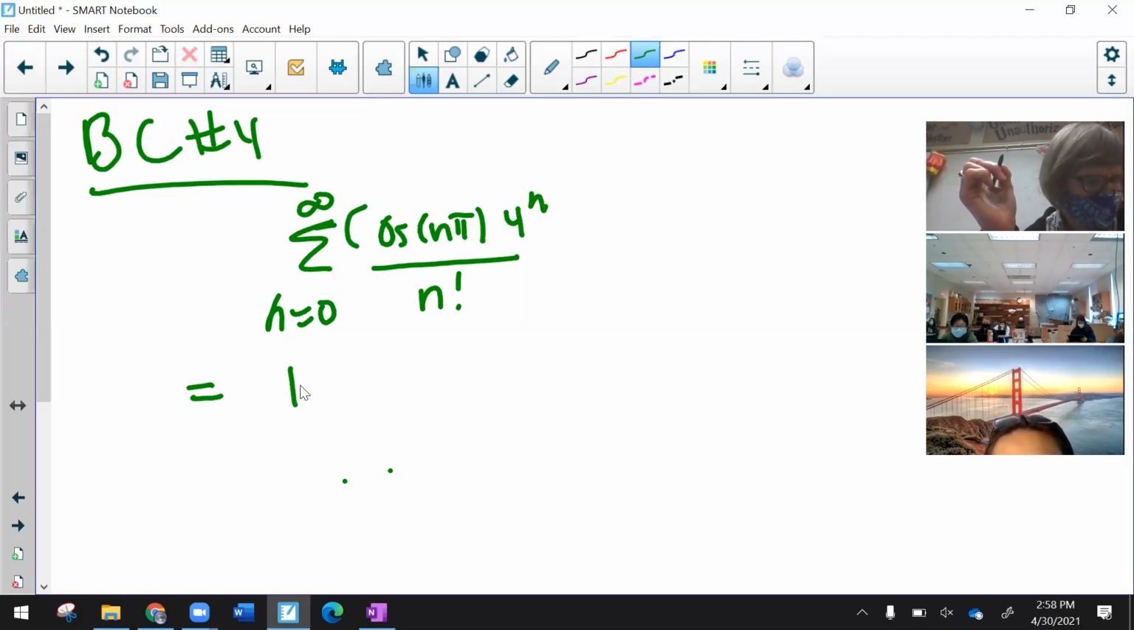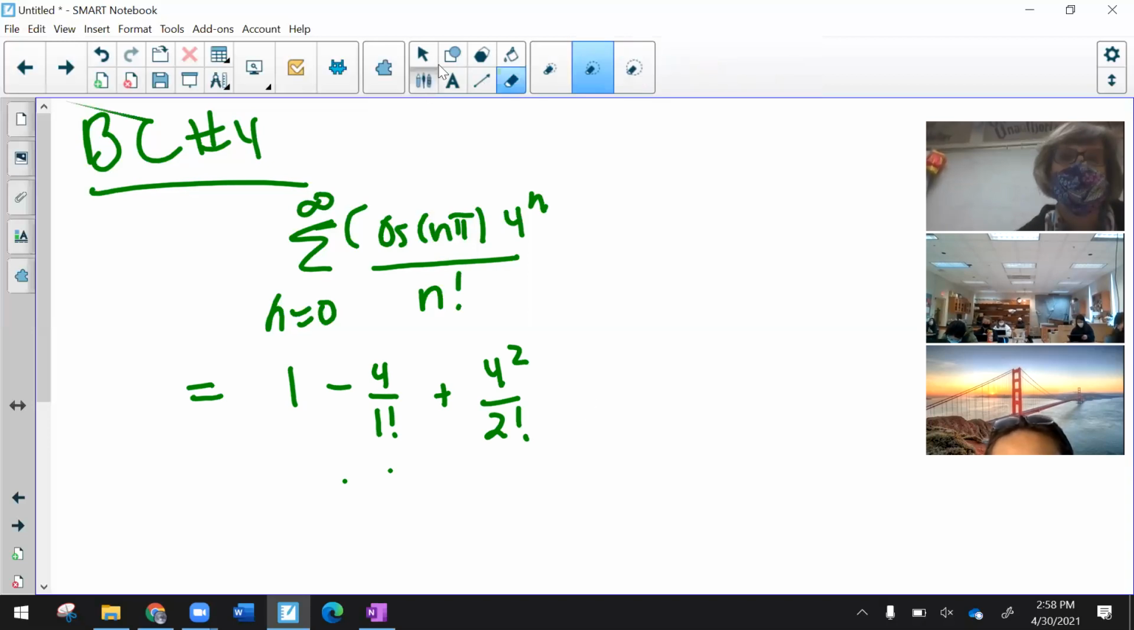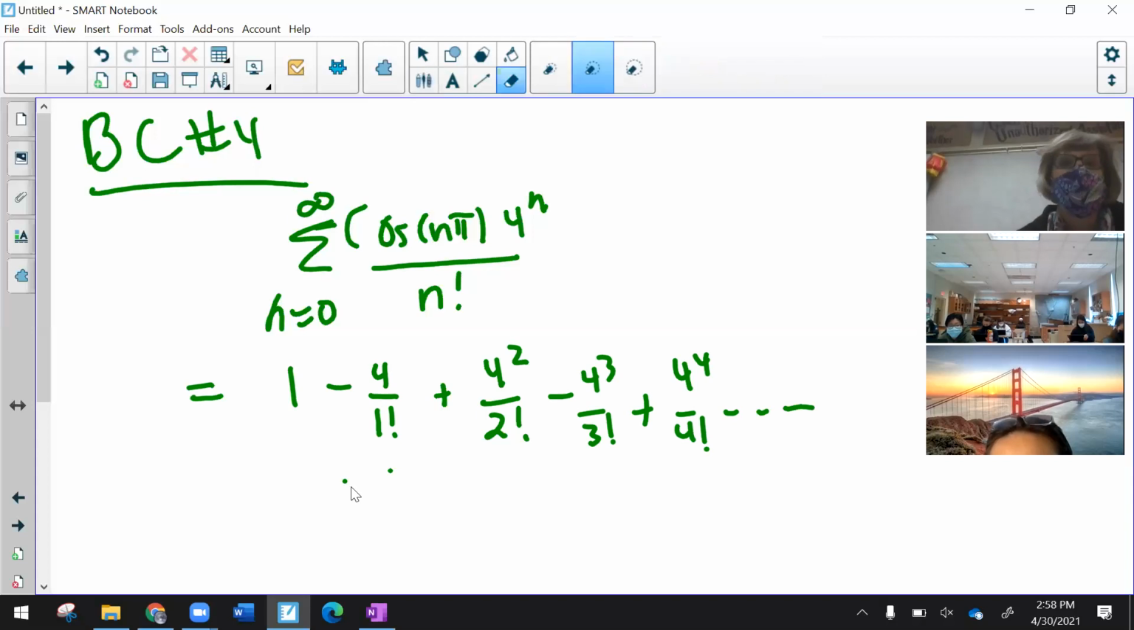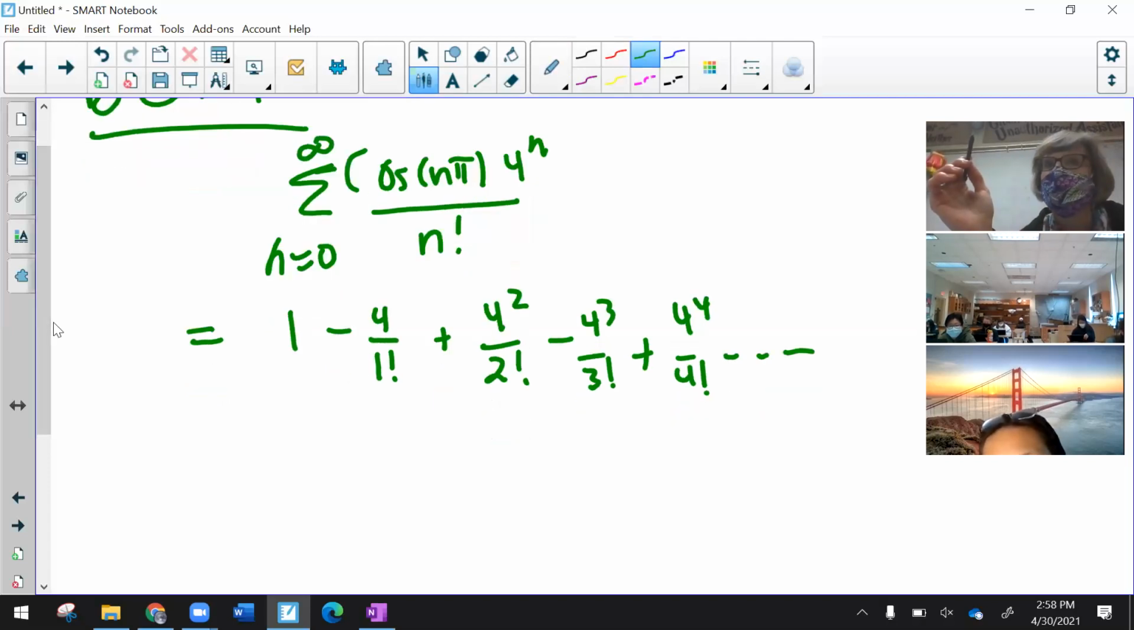Okay, and then I get 4 over 1 factorial plus 4 squared over 2 factorial minus 4 cubed over 3 factorial plus 4 to the 4th over 4 factorial minus, etc. So that's not really a geometric series. It's not a telescoping series. So maybe it's going to be a Maclaurin series for something.